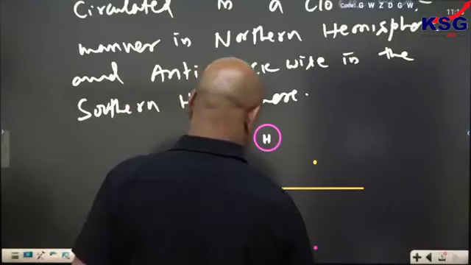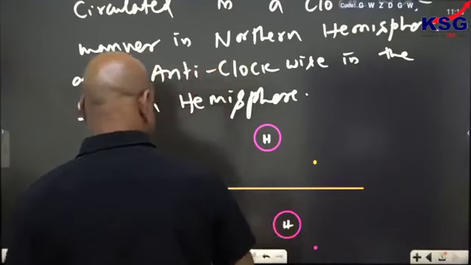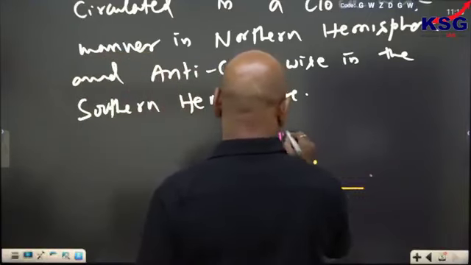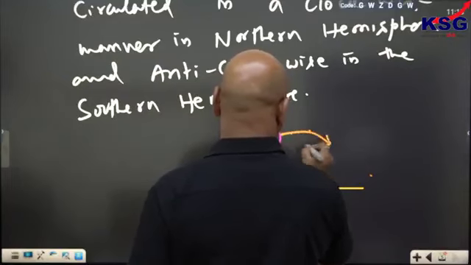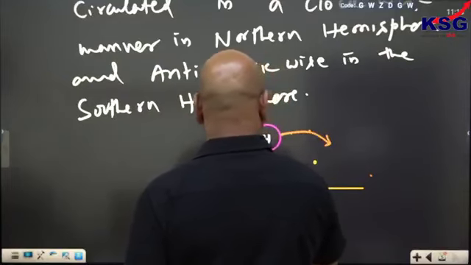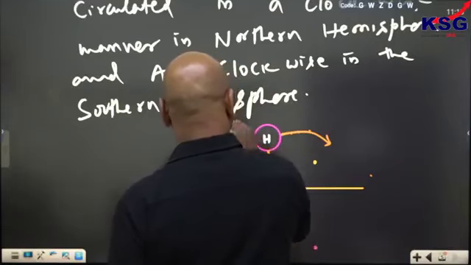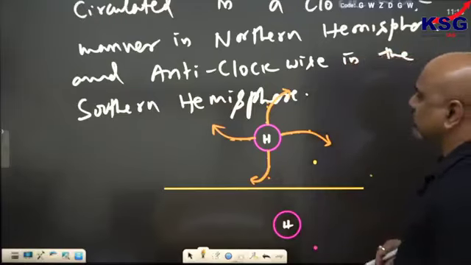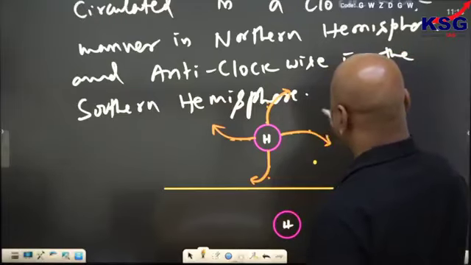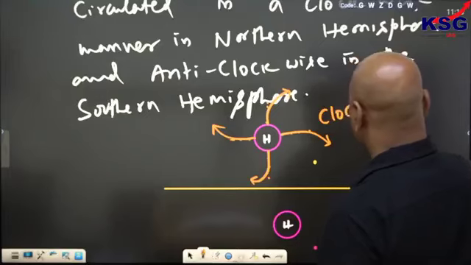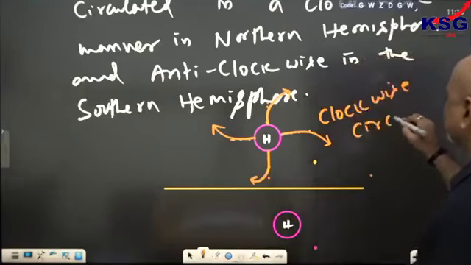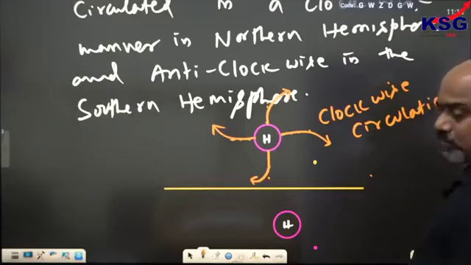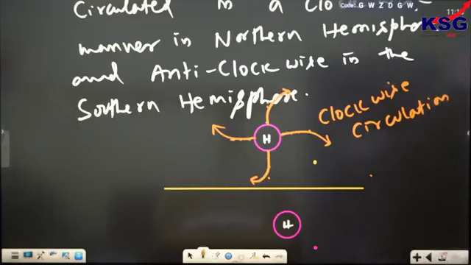this is a high pressure cell, this is a high pressure cell. The wind here will blow from here. It's supposed to blow like this. It will be like this. Are you getting the things? Here it is in a clockwise circulation. क्यों ये होगा? Because of the impact of Coriolis force. You remember that? Due to the impact of the Coriolis force it happened.